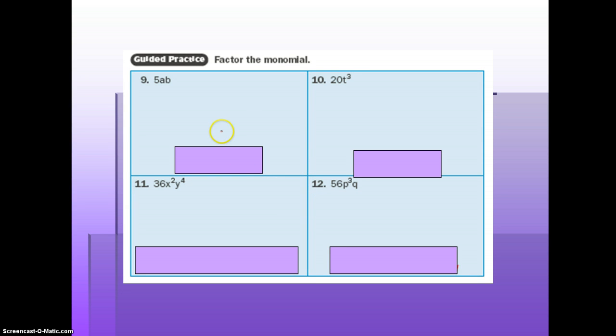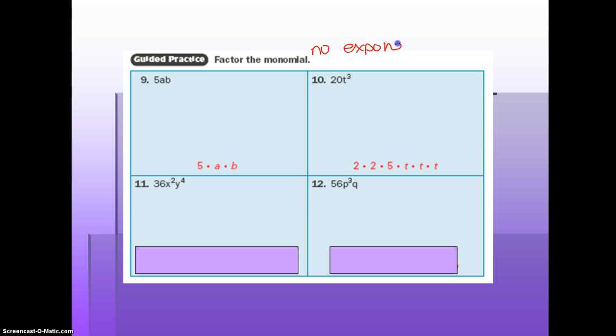Try 9 through 12. For number 9, it's already factored. Just put the multiplication in between. 20 becomes 2 times 2 times 5, and then 3 t's. Remember, multiplication in between. And we are not using exponents. No exponents here. 36 is 2 times 2 times 3 times 3, and there's 2 x's, we expand those out, and 4 y's.